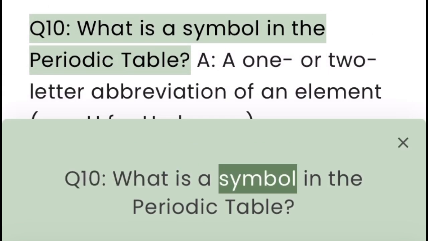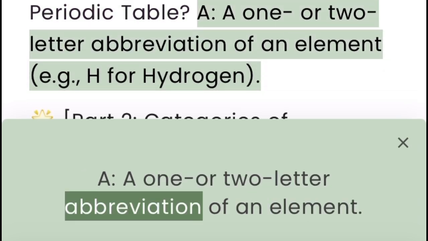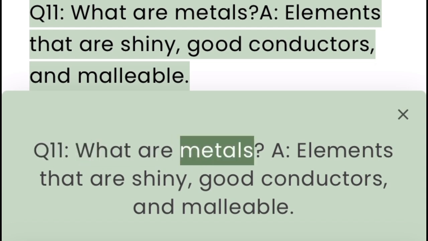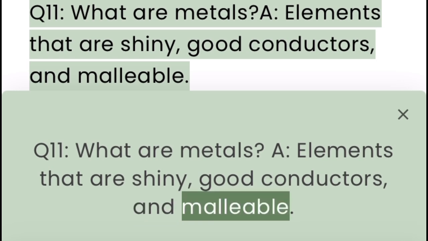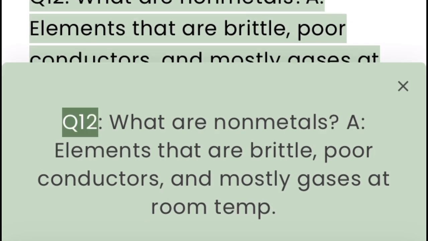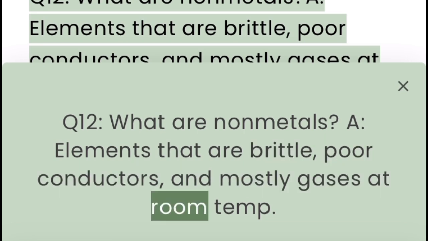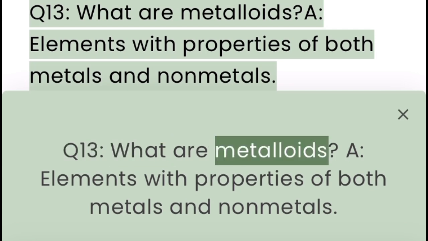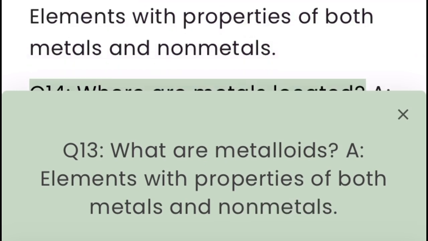Q10. What is a symbol in the periodic table? A. A 1 or 2-letter abbreviation of an element. Q11. What are metals? A. Elements that are shiny, good conductors, and malleable. Q12. What are nonmetals? A. Elements that are brittle, poor conductors, and mostly gases at room temp. Q13. What are metalloids? A. Elements with properties of both metals and nonmetals.